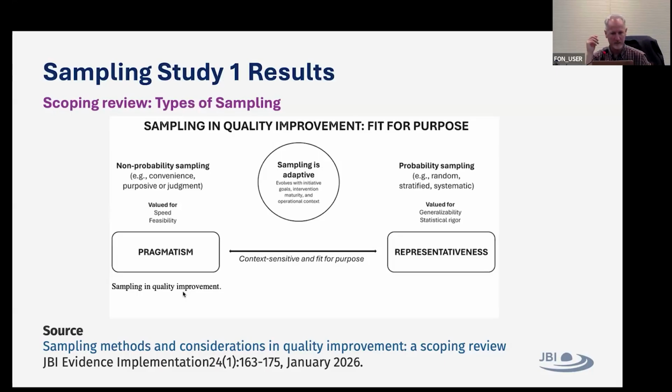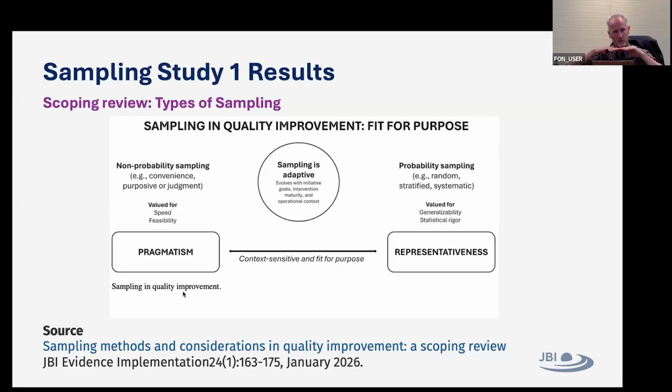So sampling can be pragmatic, based on what's available, what our need is. This is really useful for things where we don't have a lot of time, a lot of money, or where there's not a lot of room for complexity and management of complexity.